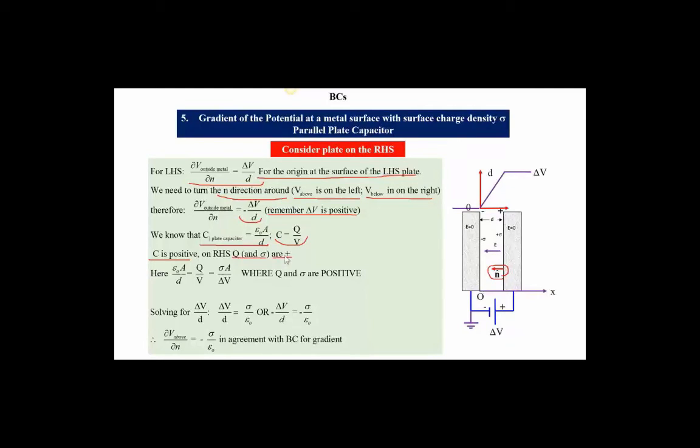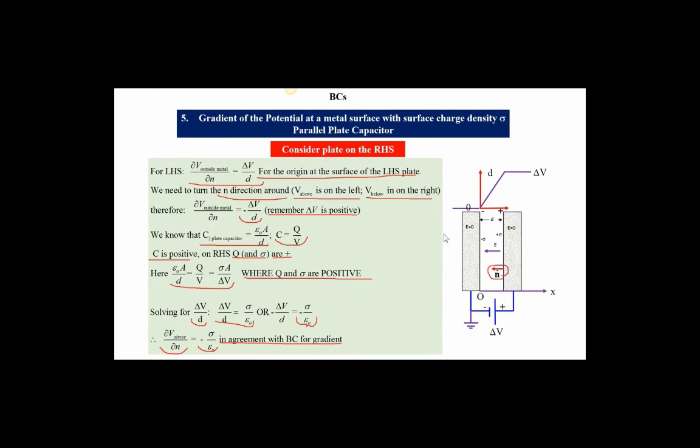We don't do any changes of sign here. So then you rewrite your capacitance here in terms of the surface charge density. Q is sigma times A, V is delta V, and because these are positive, we just leave this alone. We can solve this for delta V over D, and so that turns out to be sigma over epsilon naught. So if we change the sign, then this will be minus sigma over epsilon naught. Remember up here we had this expression right here, delta V outside with respect to n is minus delta V over D. So you can see then that we can set this derivative equal to minus sigma over epsilon naught.